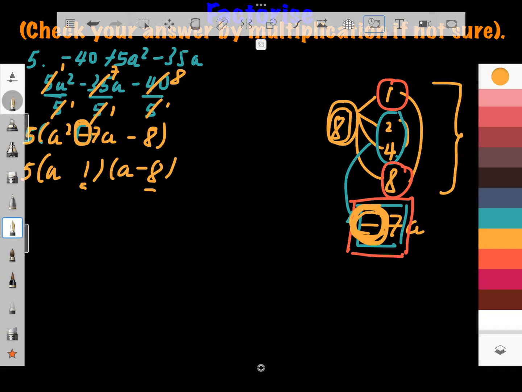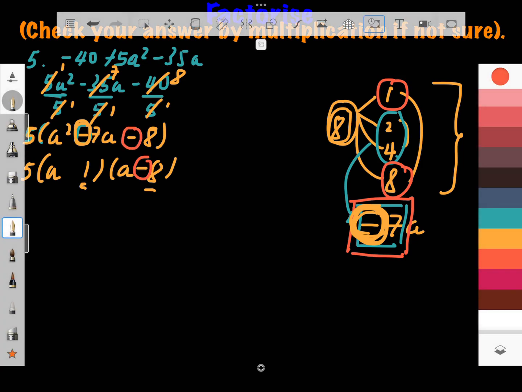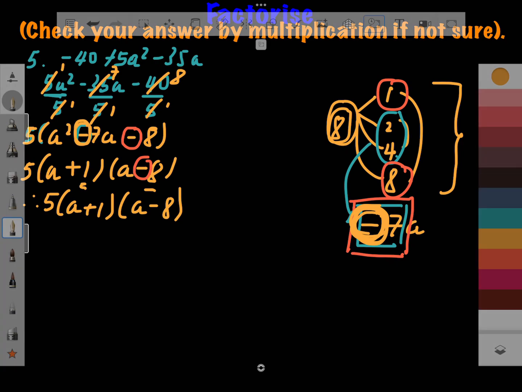Now moving forward, negative 8 multiplied by this negative 8 gives us positive. So what we have now is 5, that's a factor, times a plus 1 multiplied by a minus 8. That's our final answer for this example.